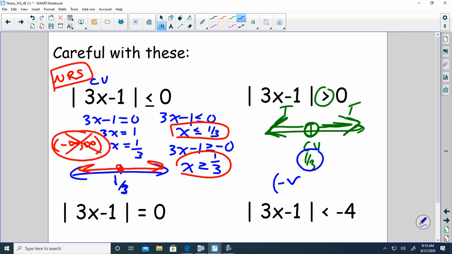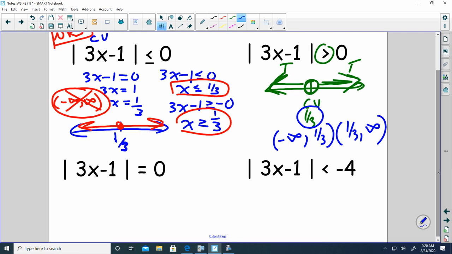So my interval notation is negative infinity to 1/3, rounded bracket, 1/3 to infinity. So that's my answer, the blue, negative infinity to 1/3 and 1/3 to infinity. And I have rounded brackets at the 1/3, so that means I don't include that point.